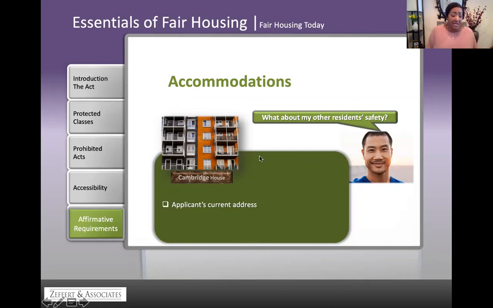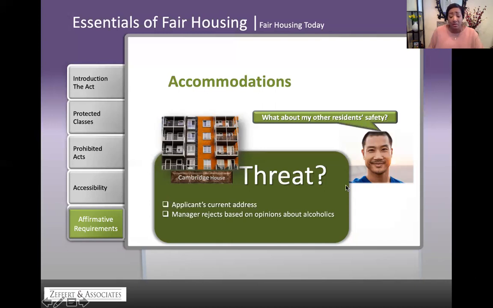So what about other resident safety? Top of page number 11: the housing provider must have reliable, objective evidence that a person with a disability poses a direct threat before excluding him from housing on that basis. And you've got to be very, very careful when you are making a determination on what you feel may be a person, based off of their disability, posing a direct threat. You cannot use that. You have to be objective.